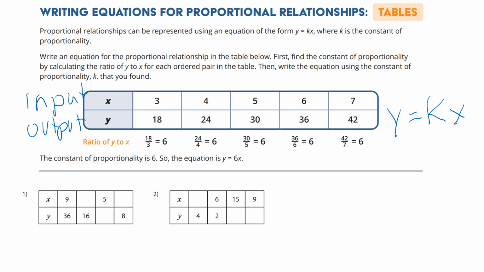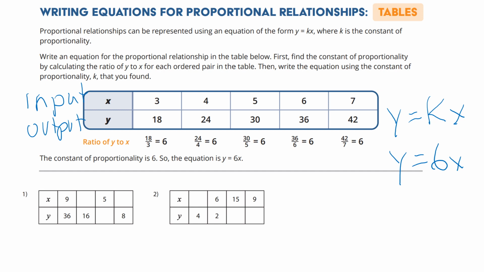So if I look at this table here, all of the constants are 6. So when I rewrite this, it'll be y equals 6x. So whatever I put in for x, let's say 8, 8 times 6 is 48. And that would be our y.